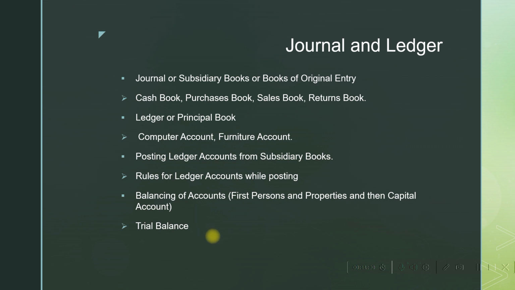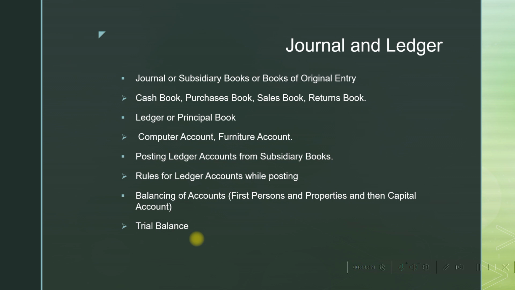Now there are also rules for ledger accounts. There are rules for personal accounts, rules for nominal accounts, and rules for real accounts. Now we'll see what those rules are. The rule for personal accounts is: debit the receiver, credit the giver. Debit the receiver, the person who receives the cash, and credit the giver.